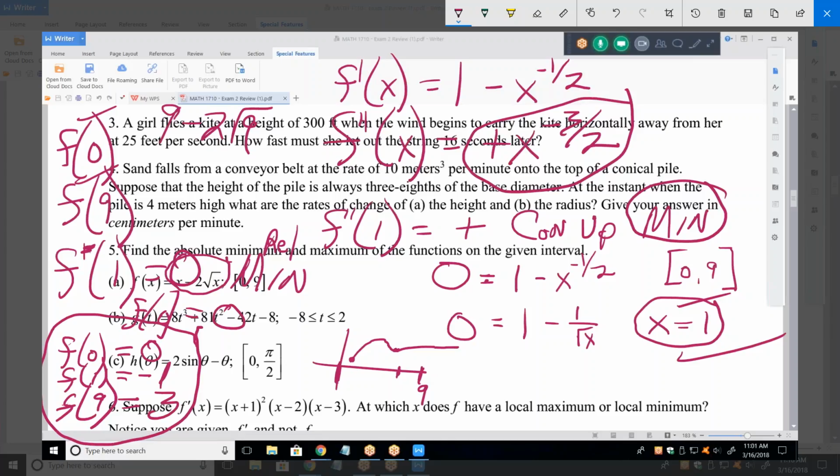So where's the absolute minimum? Is it just at -1? Well, that is the absolute. And they did say find the absolute minimum.